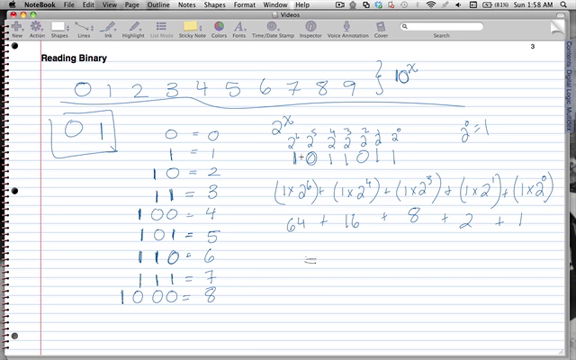So this string 1011011 represents the number 91. And that is how you read binary, and that's how we're going to use how to read binary to help us in the next video to create more binary. And it'll be easier to create more strings once you learn and practice how to read this.